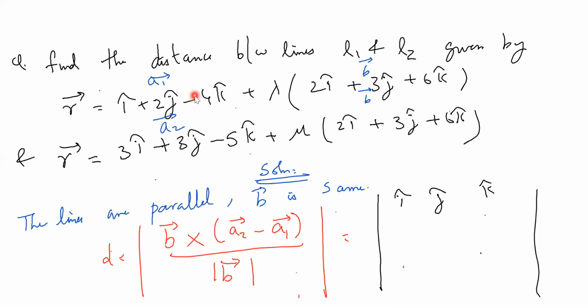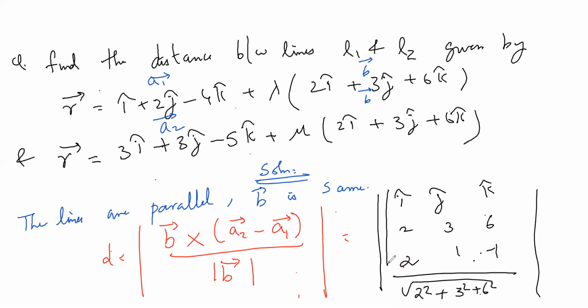That is minus 1 respectively. And what is my b vector? 2, 3 and 6. So first write down our b vector, 2, 3 and 6, then write down our subtracted value, 2, 1, minus 1, divided by mod of b. That is root of 2 square, which is 4, plus 3 square plus 6 square. This is the determinant I have to do, divided by the root of this.